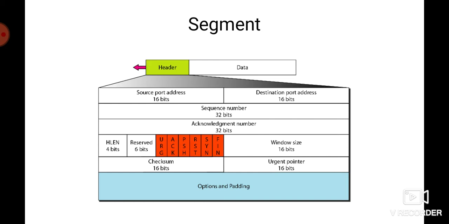So this is the segment of TCP. The first field is the header, then data. In the header we have source address, destination address, sequence number, acknowledgement number, header length, then 6 bits are reserved, then some flags, window size, and checksum. Checksum is for error control. Then urgent pointer, and then options and padding bits. So we will see one by one.